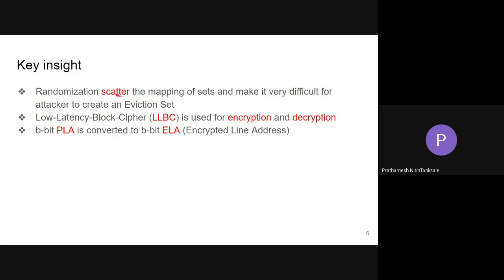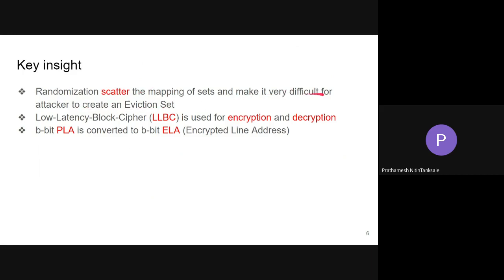Now we are looking at randomization. The point is, let's try to change the mapping of the set indexing function so that not every time the same block will be mapped to the same set. Let's try to break the point where the attacker is trying to take the leverage.